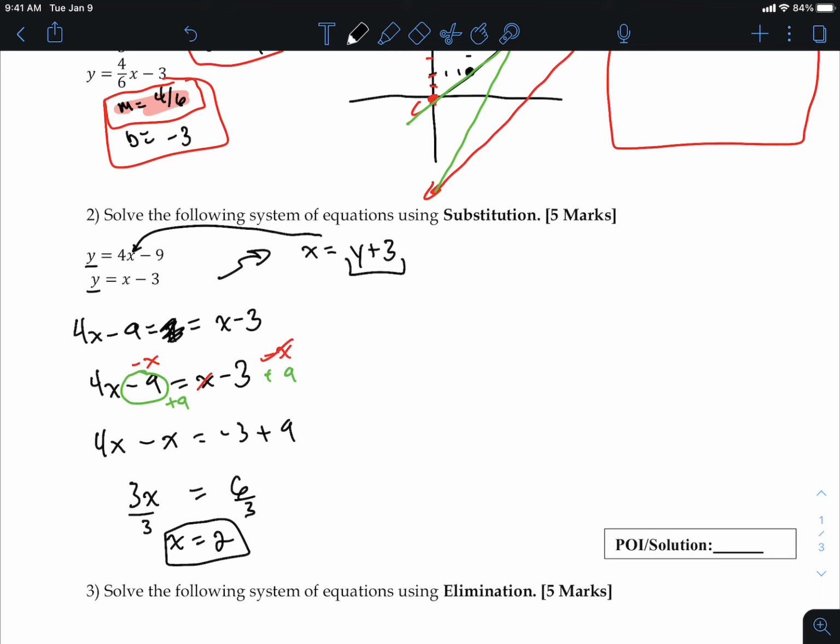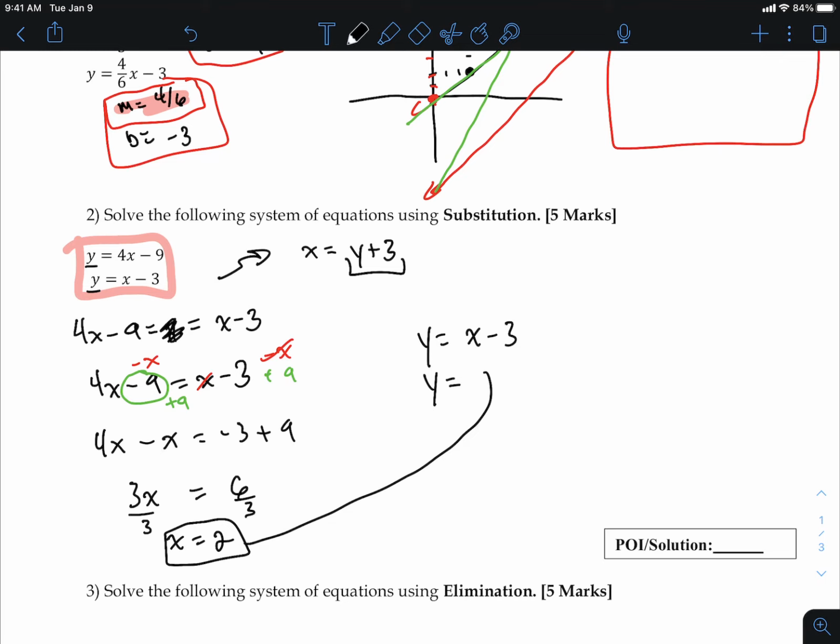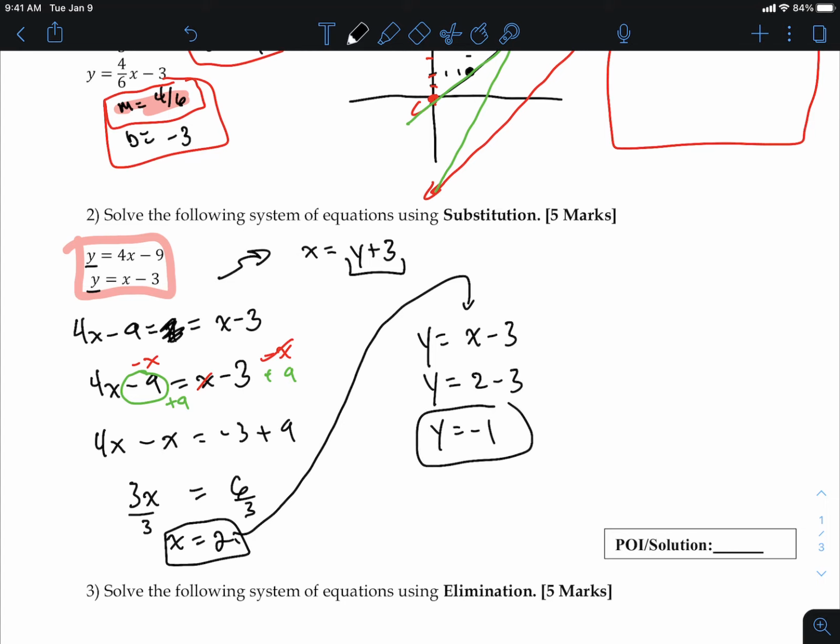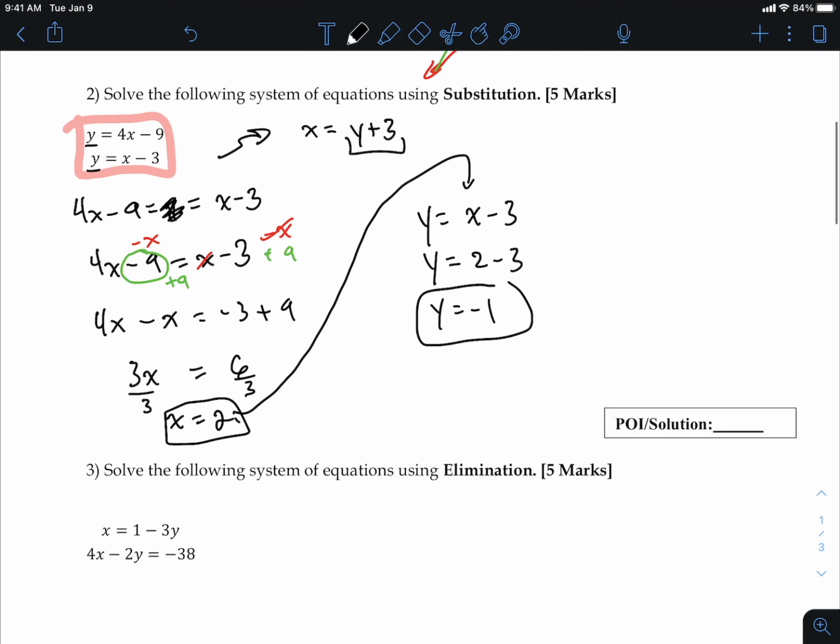Well, you have half the piece of what you're looking for, right? You're going to take it and plug it into either of the equations to find y. One of these two equations. Okay? Doesn't matter which one. Just going to plug it in. So y equals x minus 3, let's say. I'll plug in 2 for x. Okay. There you go.